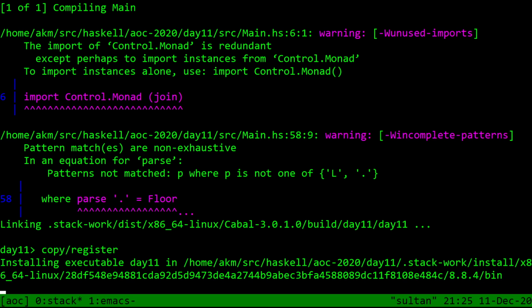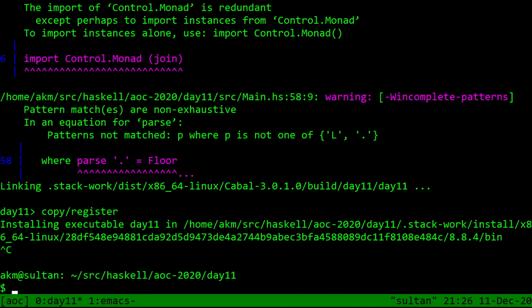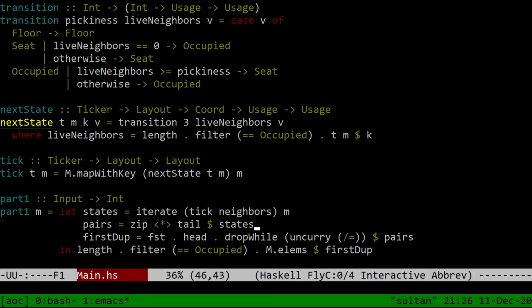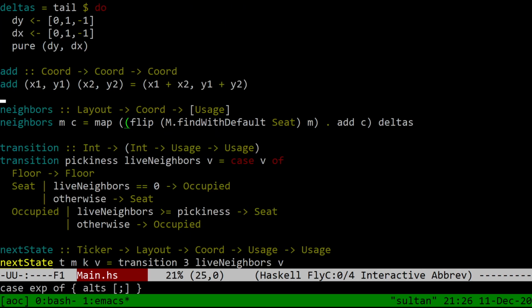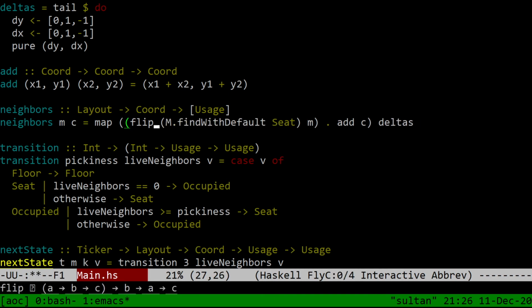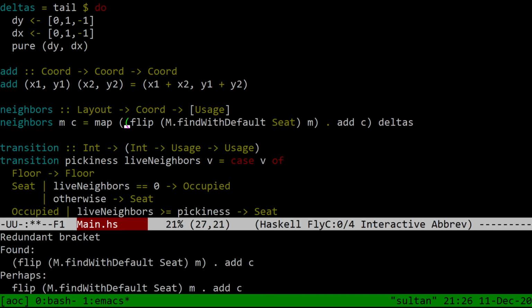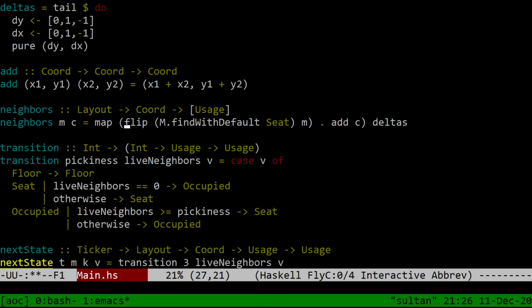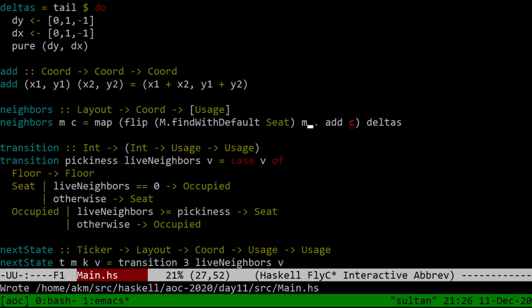Uh-oh. It's not completing. Alright, that's sort of a problem. Not great, not great. Oh, right. Why am I still flipping this? Hang on. Just tell me what I should have written. Oh, it's just got redundant brackets. Okay. Remove the one after M and this one, I guess.